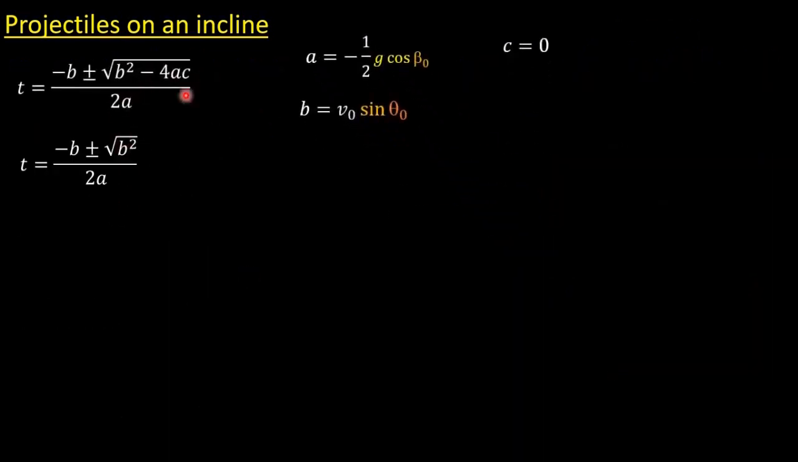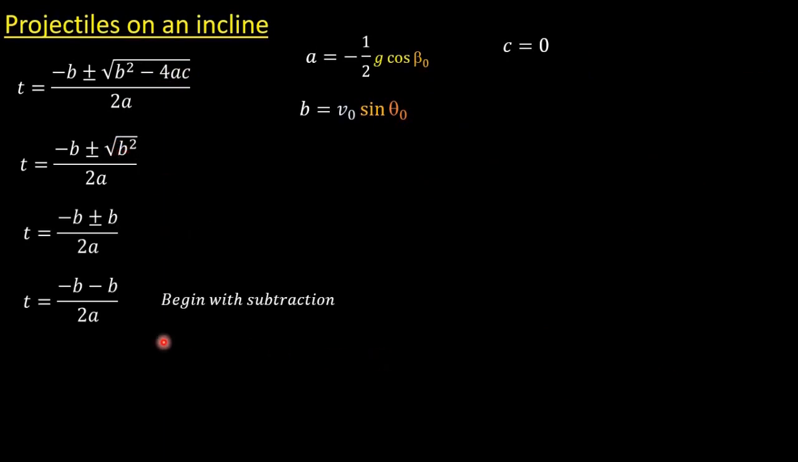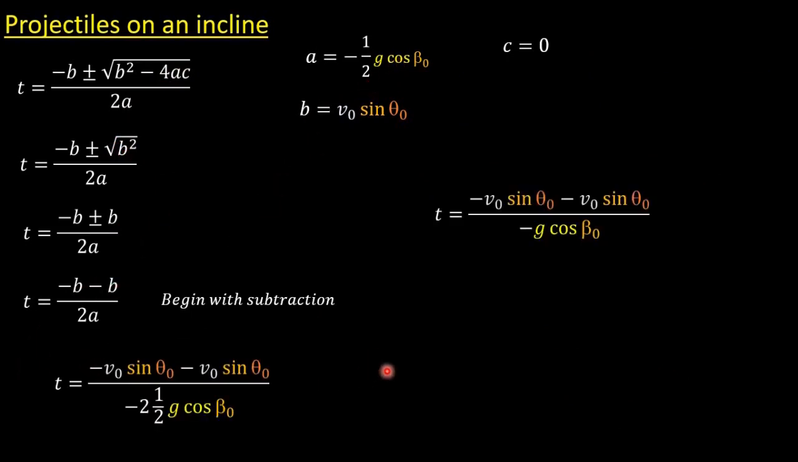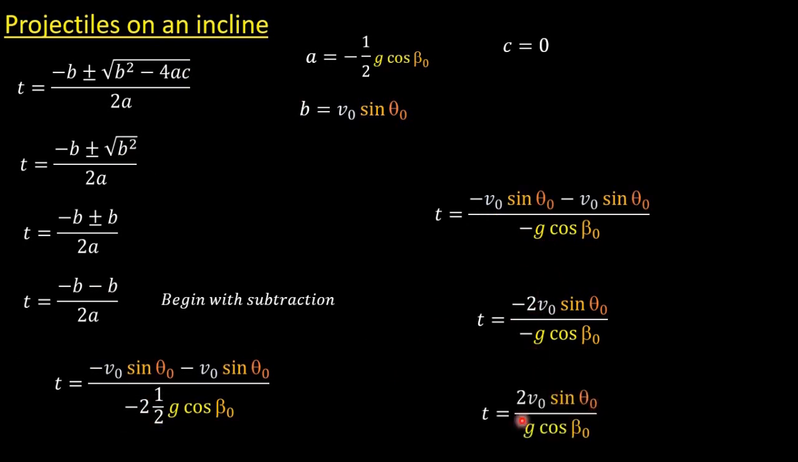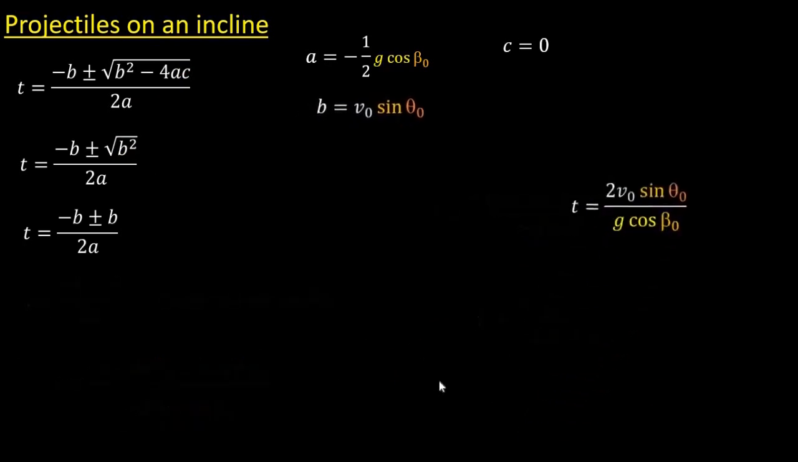So because c is 0, this term is going to disappear, and the square root of b squared is just going to simplify down to b. So let's start off with subtraction. If I just substitute b into here and substitute a into there, I'll get this. Then I can rewrite that like this, because minus 2 times a half is just going to simplify down to minus 1. And then that's going to simplify down to this. Minus is cancelled out to leave behind this. Okay, so there's our first solution.